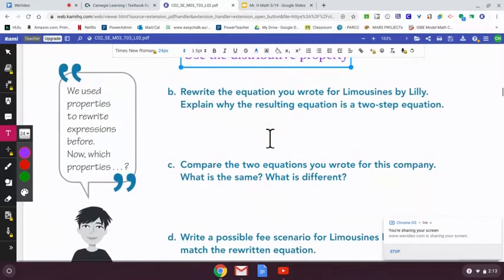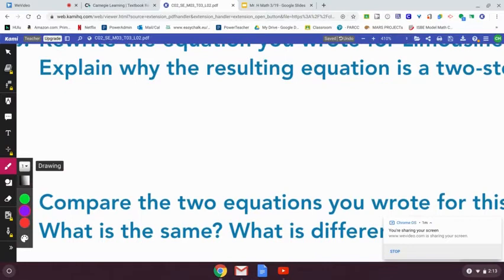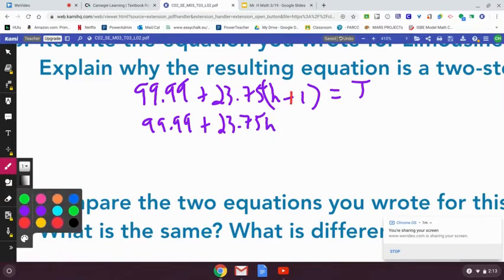So if we're going to rewrite this equation using the distributive property, you're going to see it may end up looking like one that you wrote. So 99.99 plus 23.75H minus 1 equals the total cost. So now the first thing I'm going to do is distribute that 23.75 to the H. And then again, I'm going to rewrite this as plus a negative 1. And then plus a negative 23.75.